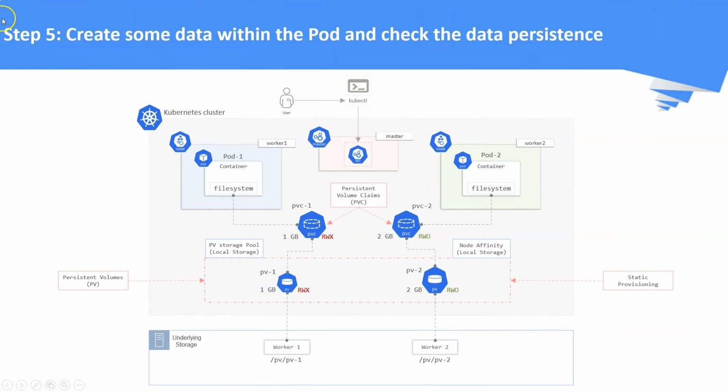Step number 5, create some data within the pods and check the data persistence. Here we are going to create test data within the pods. For the time being, we are creating a simple HTML page in both the pods. So this HTML page will be persisted in the underlying storage. Even after the lifecycle of a pod, this data will still be available under the hood, under these directories.